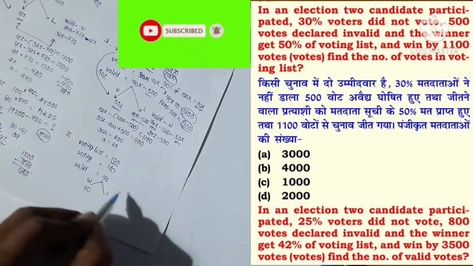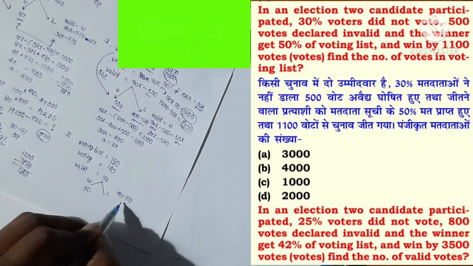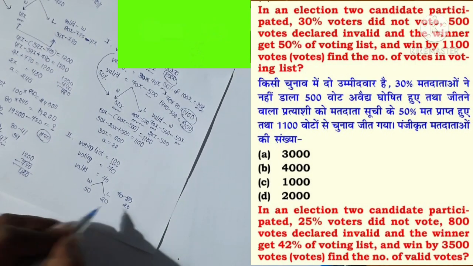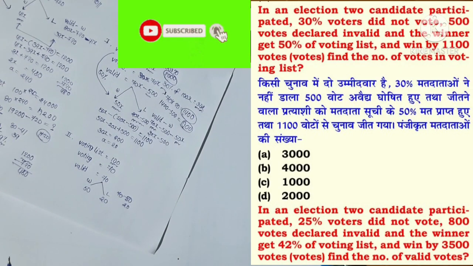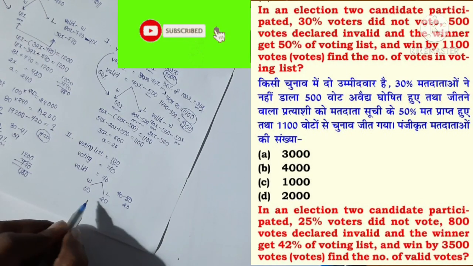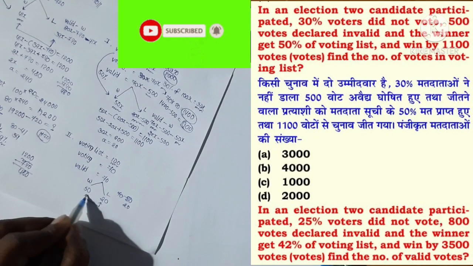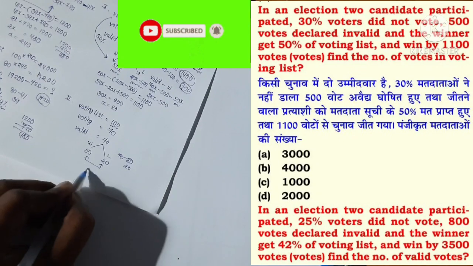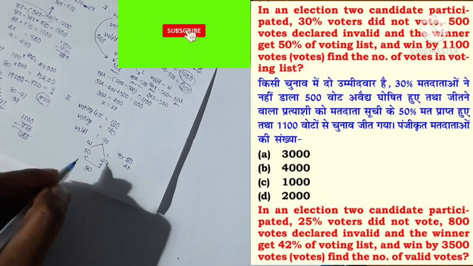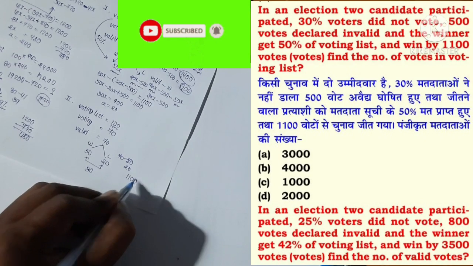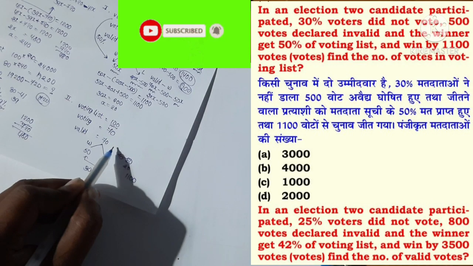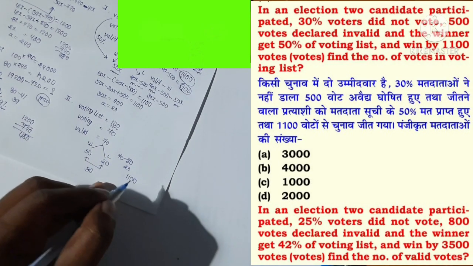So the loser will get valid minus winning. So 70 minus 50, so the value is 20. The loser will get 20, and wins by 1100 votes. So winning is the difference of winner minus loser, 50 minus 20, so the value is 30. But here we are ignoring the invalid votes, which is 500.